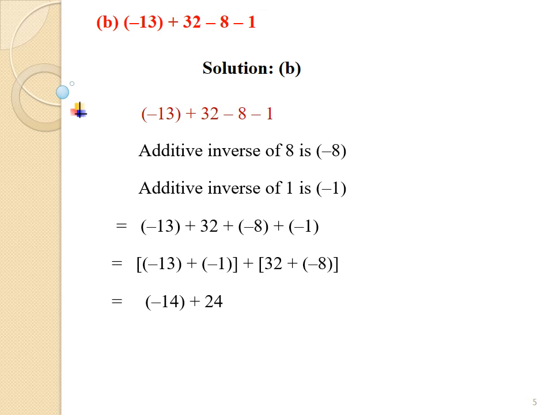Students, now we have to subtract, as we know that minus 14 and 24 have opposite signs. Thus, subtracting 14 from 24 as whole numbers by ignoring the sign, we get 10. Students, we get the answer in positive, as the positive integer 24 is greater than the negative integer 14. Thus, minus 13 plus 32 minus 8 minus 1 is equal to 10.